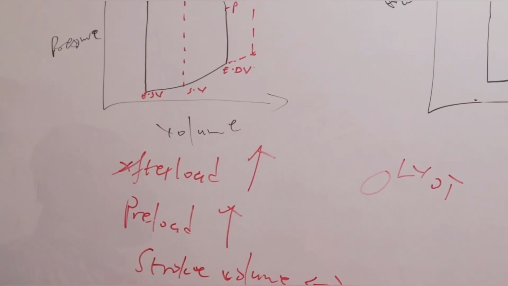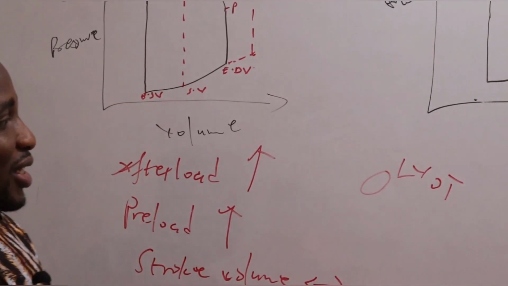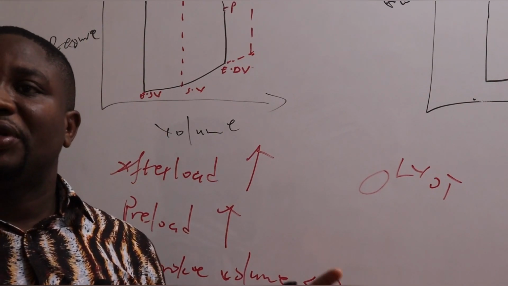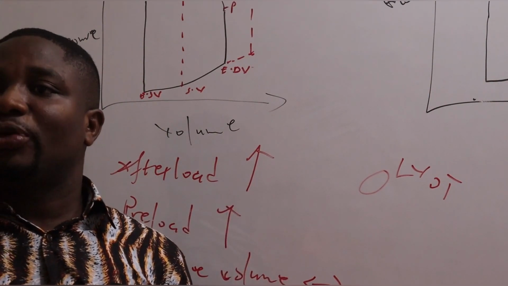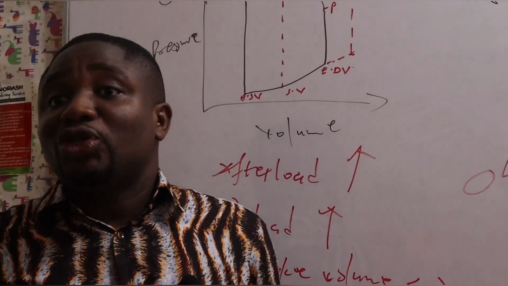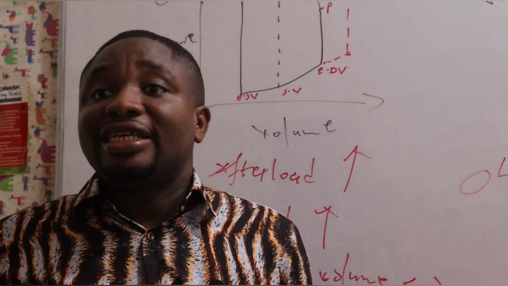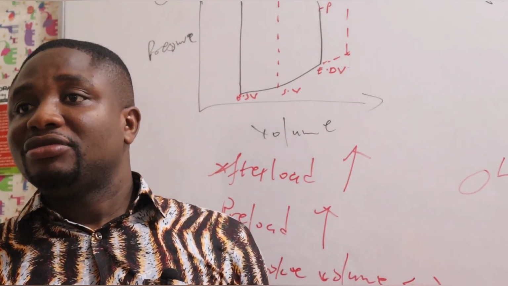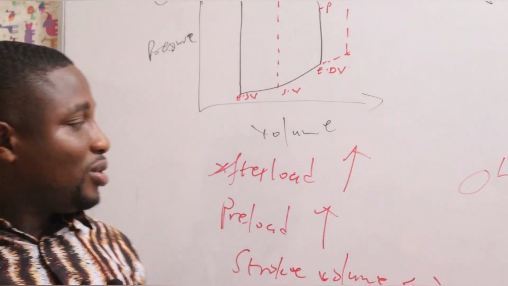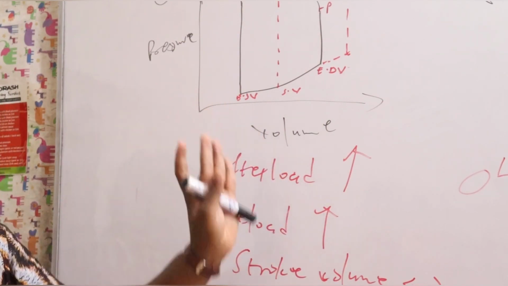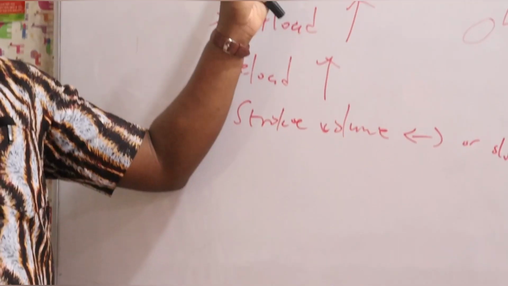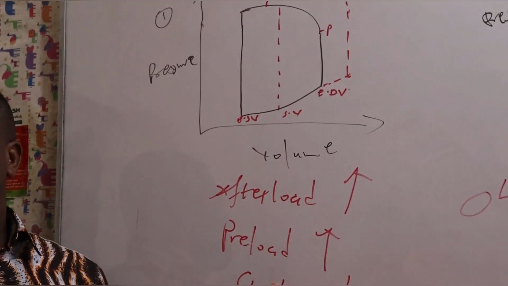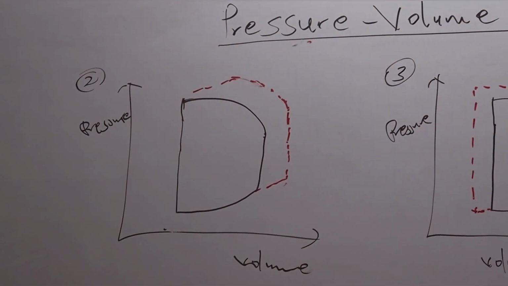The preload, if it's increasing, then it tells you that you could have the left ventricular myocardium not being able to what? Contract adequately. And if it's not being able to contract adequately, it means that the left ventricle may be failing. It may be failing due to several reasons. So that will be the interpretation for this. Afterload increasing, preload increasing, stroke volume, since end systolic volume and end diastolic volume are both increasing, it will be what? Almost the same.